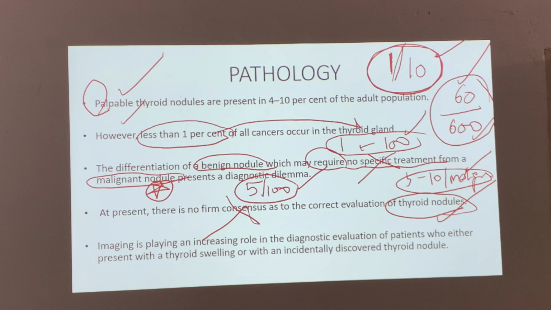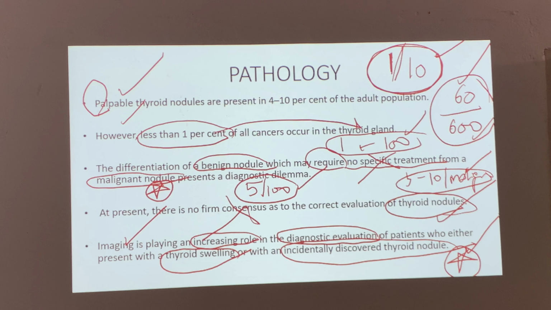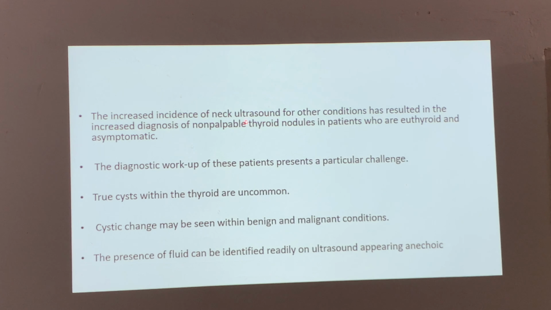Based on which, imaging is playing an increasing role. Imaging is helping us with the diagnostic evaluation of those who present with a thyroid swelling or an incidentally discovered thyroid nodule. The increased use of neck ultrasound for other conditions has resulted in increased diagnosis of non-palpable thyroid nodules in patients who are euthyroid and asymptomatic. The diagnostic workup of these patients presents a particular challenge.